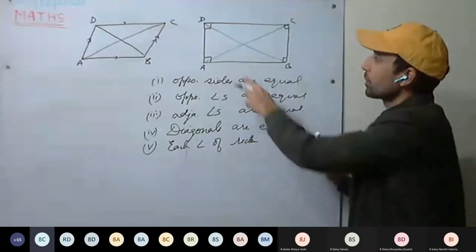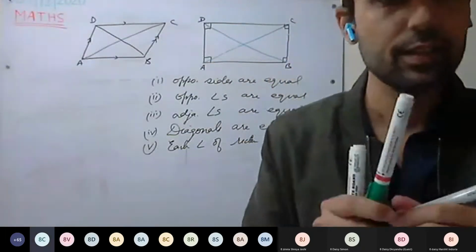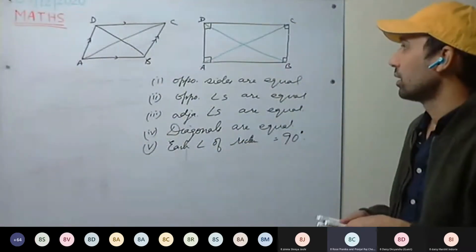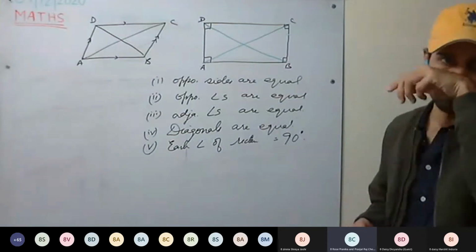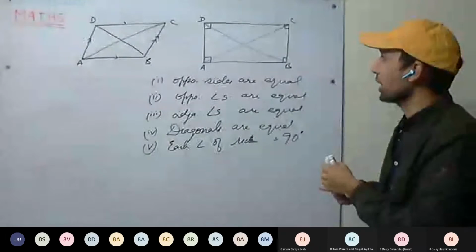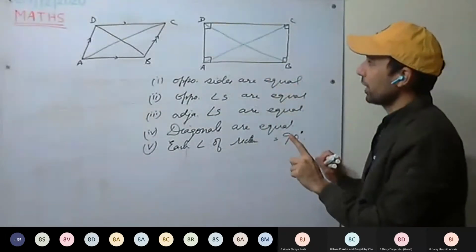What is extra? Angles are. Please don't chat. In a rectangle, the diagonals divide it into two congruent triangles also. Yes, they do divide. We'll discuss that one afterwards. Leave it for the time being.